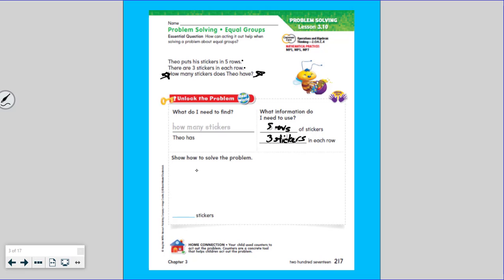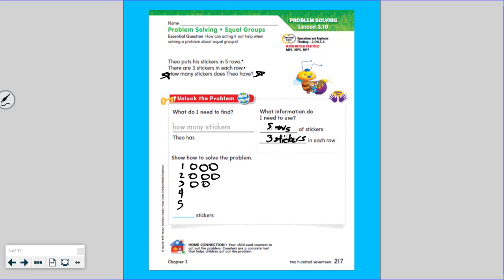It says that I have 5 rows of stickers. So I'm going to label my rows: 1, 2, 3, 4, 5, right? There are 5 rows. And then how many stickers are in each row? There are 3 stickers. So I'm going to draw circles in each row. So 1, 2, 3, right? 1, 2, 3.